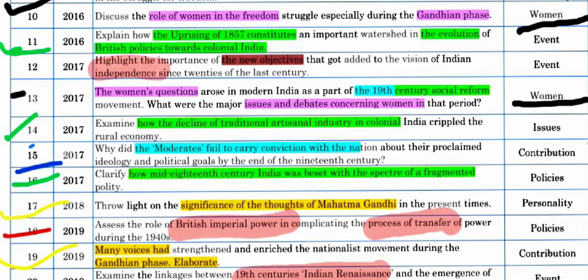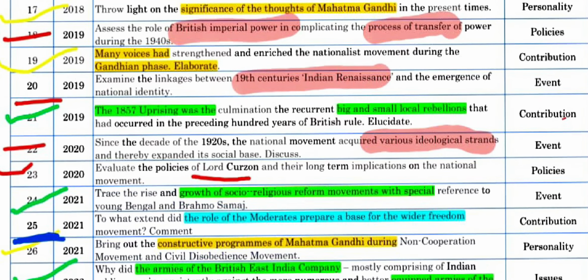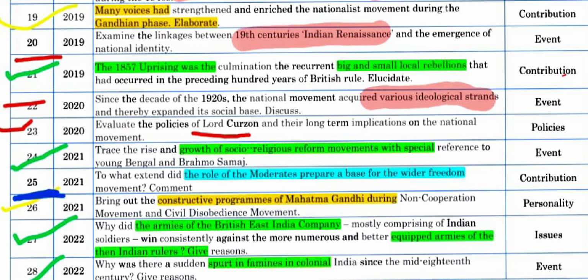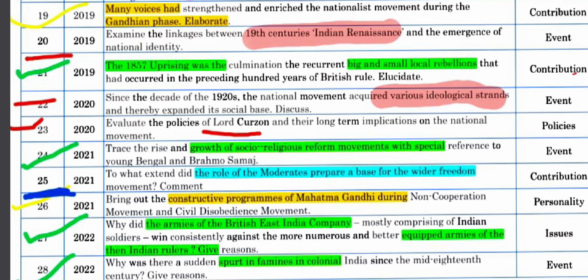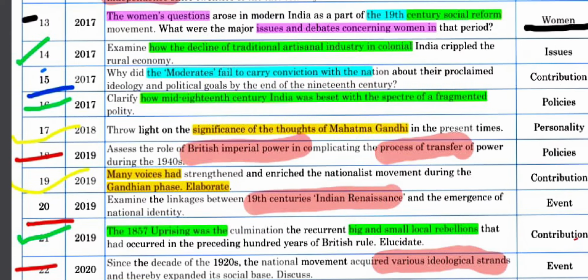So under miscellaneous questions, they've asked some more personalities. For example, Lord Curzon in question 23, they're asking about the policies of Lord Curzon and their implications on the national movement. Okay, that is question 23, very recent in 2020. They asked this for 10 marks. So what you realize from here is that even your viceroys and important contributions by important personalities become an important section to study. So Lord Curzon was asked in 2020.